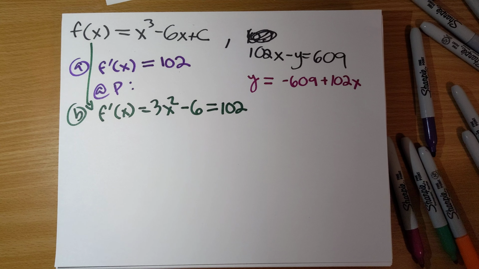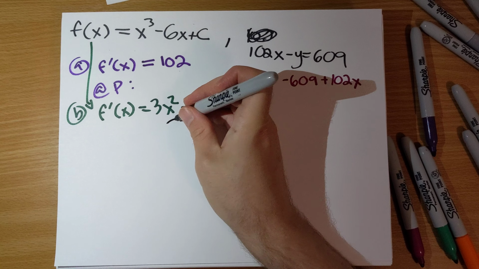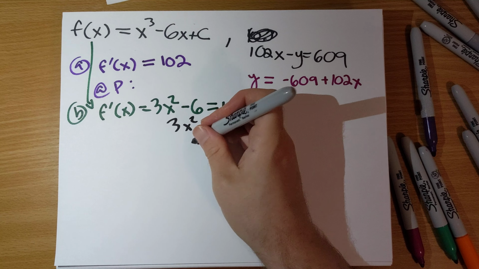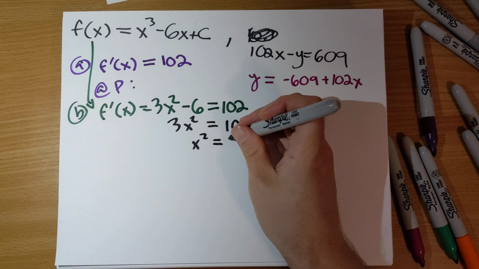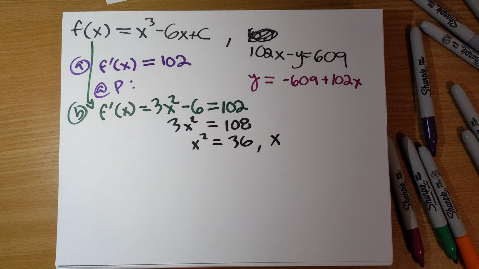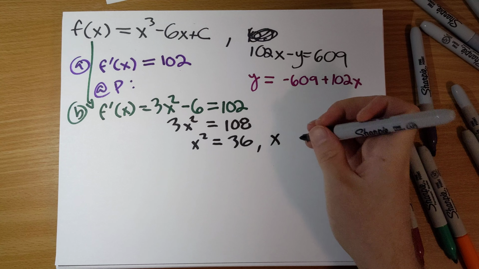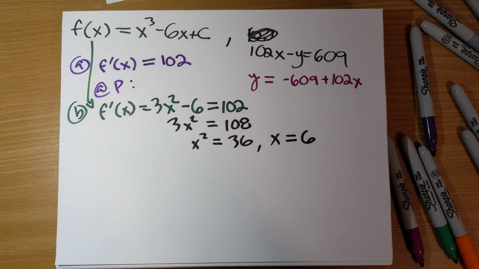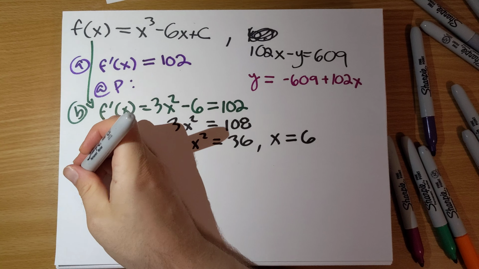Okay, what do we end up with? Add 6 to both sides. 3x squared is equal to 108. Divide by 3: x squared is equal to 36. So x is equal to plus or minus 6, but we're told, take a look at the problem, first quadrant, we want x to be positive, so we choose x is equal to 6. So the x coordinate of P is 6.